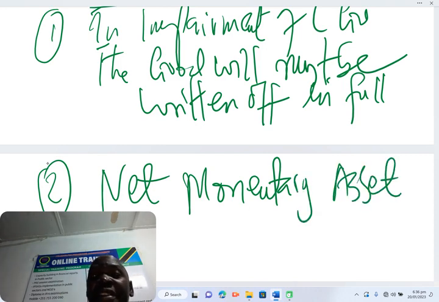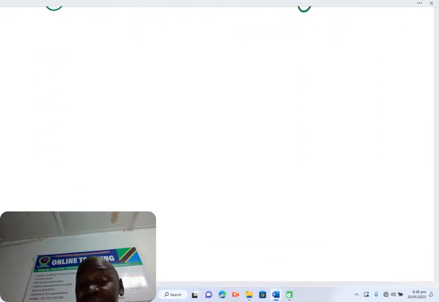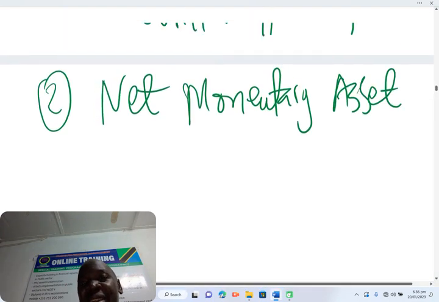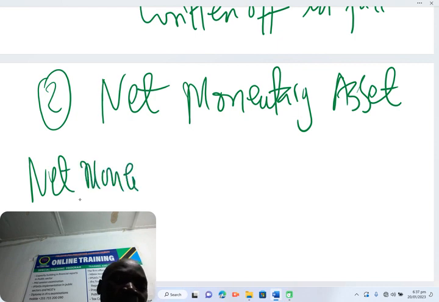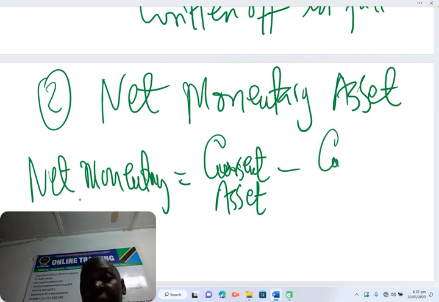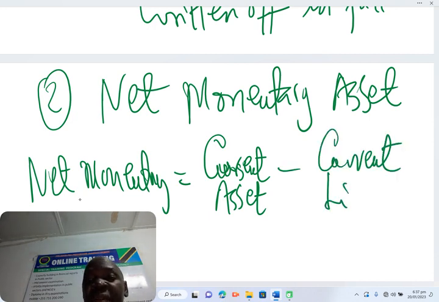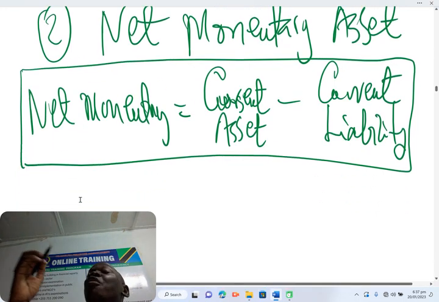This is a difference between current asset and what? Non-current asset. So, net monetary is current asset minus what? Current liability. This component of figure must be recovered in full.